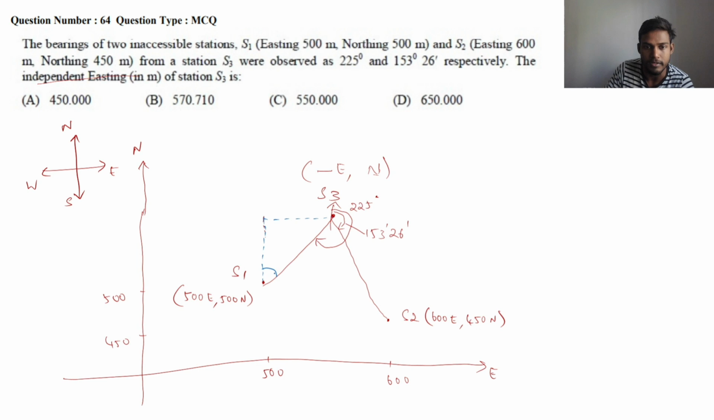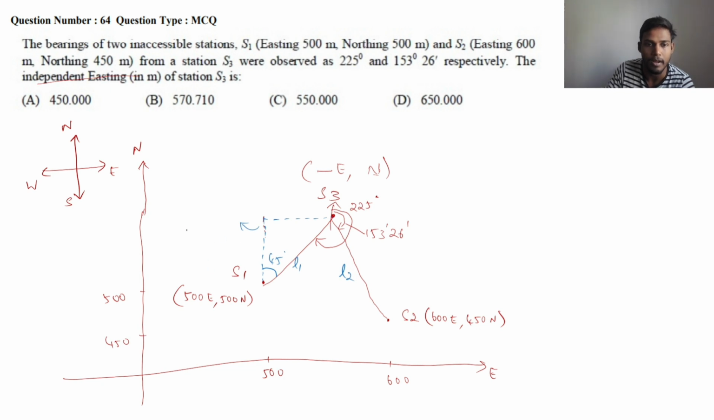So what's the angle of this? The forebearing of S3 to S1 is 225 degrees. So what will be the back bearing? The back bearing of S3 S1 is the forebearing of S1 to S3. So the back bearing will be 225 degrees minus 180 degrees, which is equal to 45 degrees. So this is 45 degrees. Now let's take this vertical distance as L1 plus L2.